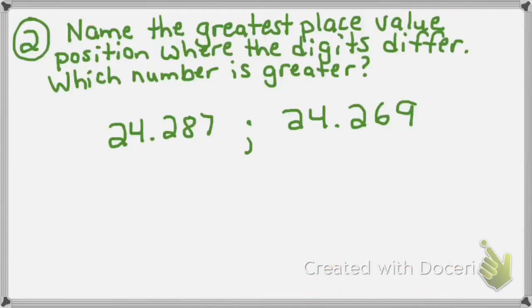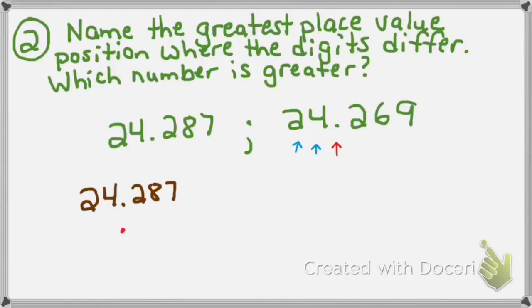Number 2 is a similar problem, so I'm going to solve it in a similar way. The directions say name the greatest place value position where the digits differ and which number is greater. So I have two numbers, 24 and 287 thousandths and 24 and 269 thousandths. So I take my first number and write it down, 24.287. I take my second number, write it underneath, lining up my decimals and all of my columns. There's my decimal, put it underneath.